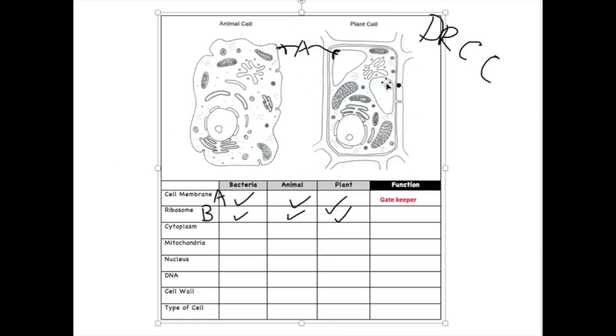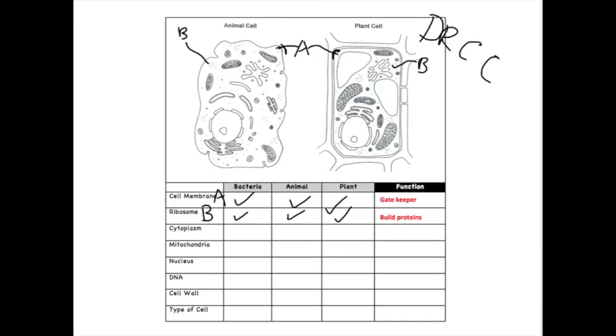Let's label it B. Ribosomes are going to be all of the little tiny dots inside the cell. So in the animal cell, it's going to be these things over here. In a plant cell, I see a lot of dots accumulated right there. Those are going to be your ribosomes. Now, the next thing we need to do is write down the function. The whole function of a ribosome is to build the proteins. Without the proteins, the cell wouldn't be able to perform its functions.